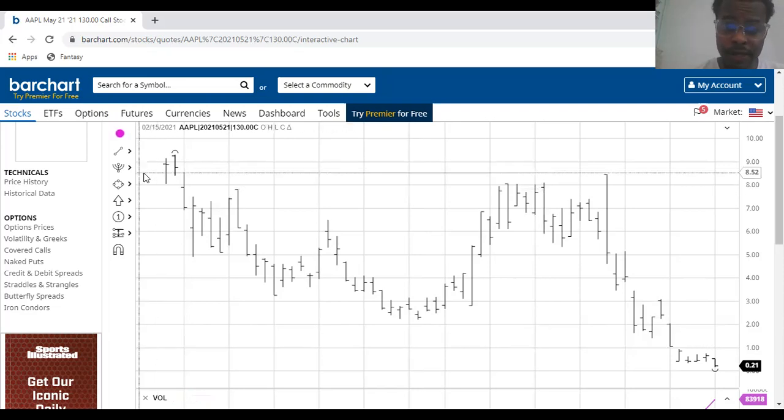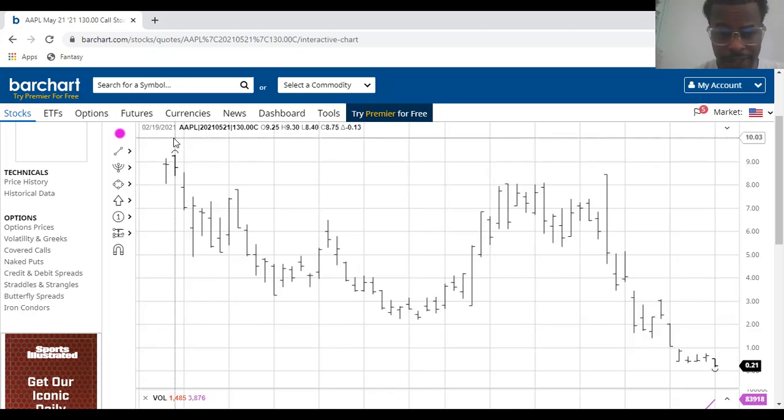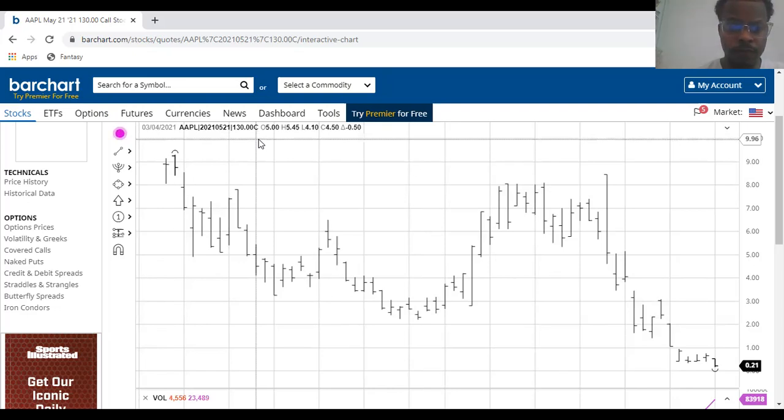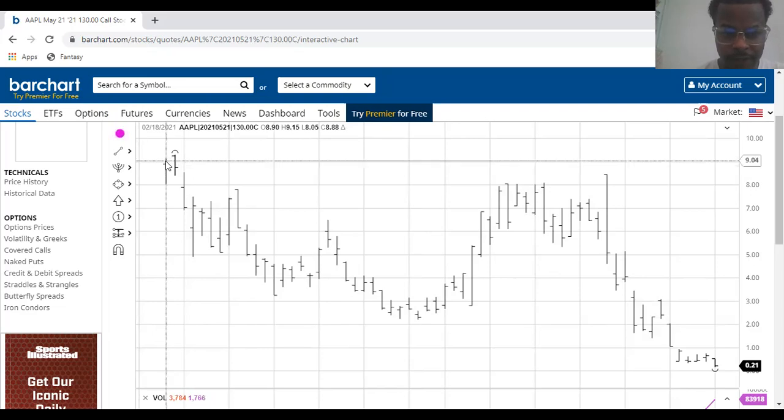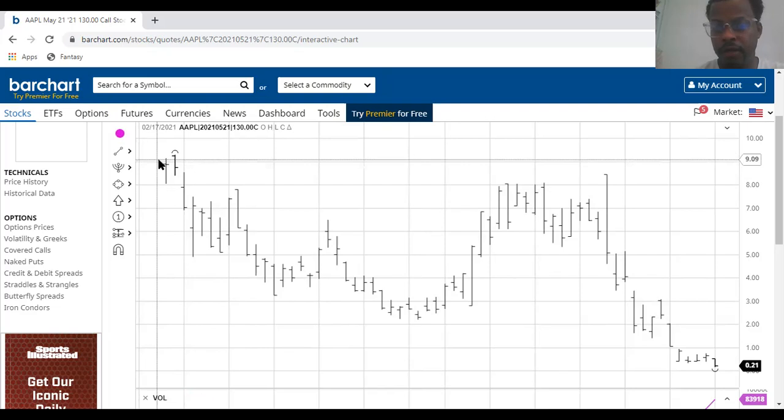Now for this contract in particular, and again, this is the Apple, this is a weekly contract. And it's for the $130 strike, right? So if you were to buy this contract here when it first came out, you would have paid 9, right? But the contract is new. You don't know what's gonna happen with Apple. You have no idea. You don't have anything to base your decision on.